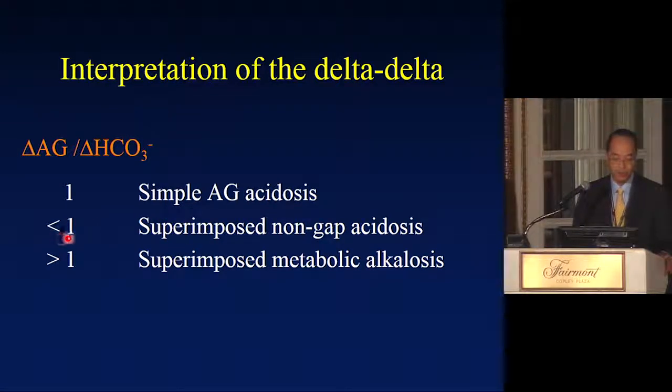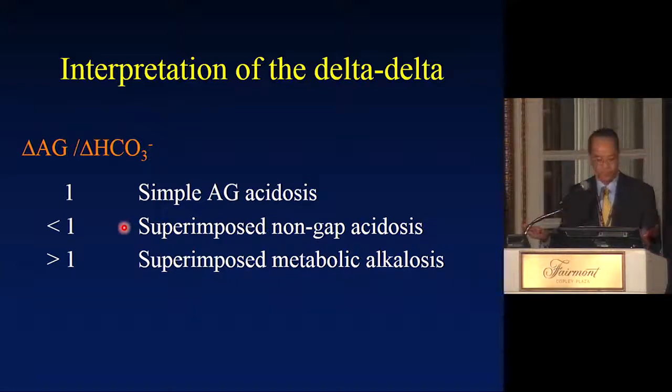If it's lower than 1, what that's saying is that there's quite a severe acidosis, but the anion-gap didn't really increase very much. And so one possible example is if there's also another process causing an acidosis that doesn't raise your anion-gap. In other words, a superimposed non-gap acidosis. Okay?